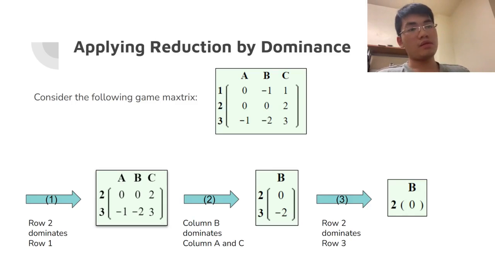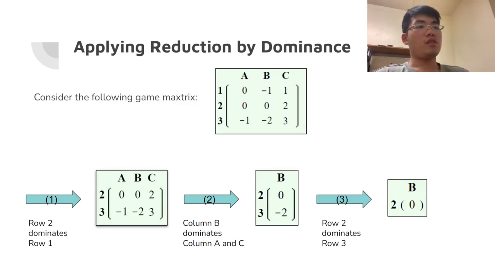The first step, we notice that row 2 dominates row 1. This is because every element in row 2 is larger than those in row 1, so we can get rid of row 1. Step 2, we notice that column B dominates column A and C, so we can get rid of column A and C.